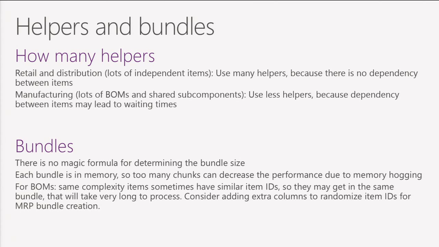How many? Well, in retail and distribution, where we assume there's lots of independent items, you can use many helpers, like I already said, because there's no dependency. There's no one subcomponent in lots of BOMs or something like that. Now, if you're a manufacturing company and you have lots of BOMs and shared subcomponents, you cannot use a lot of helpers. You should use less because of this dependency between the items.